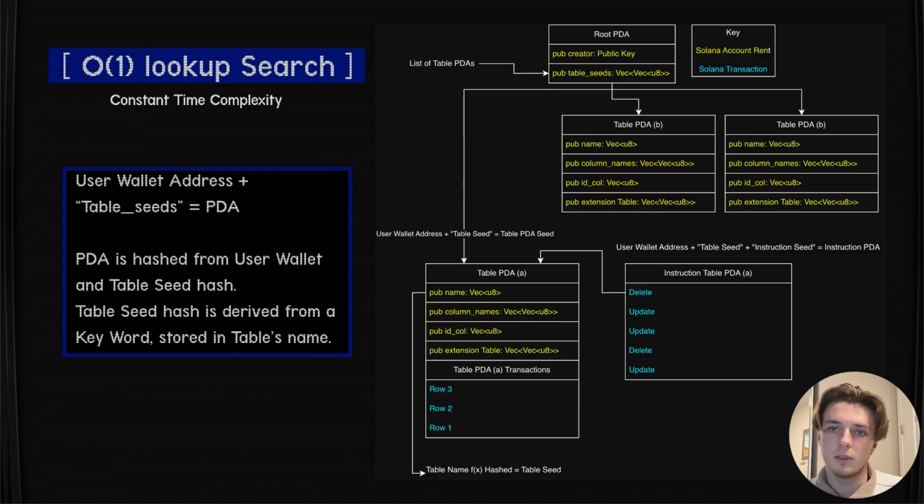So here's a simplified flow. Inside the root, we keep the table name information. We then read the transactions for that table PDA and apply the updates and deletes from the instruction PDA. This gives us the final result.